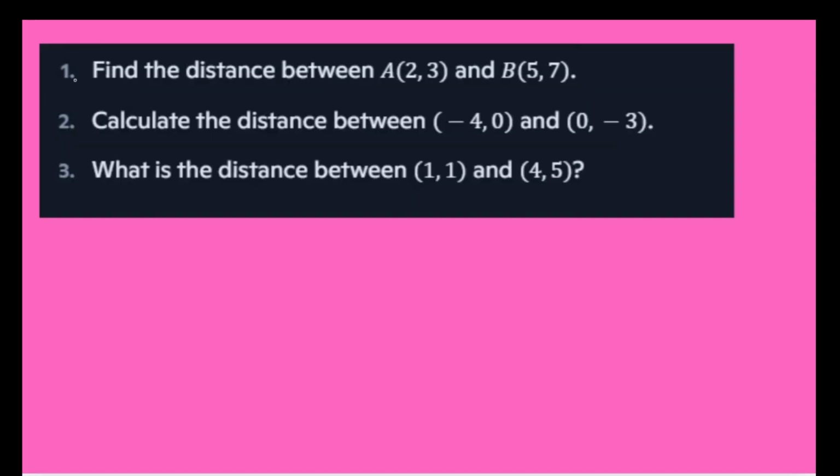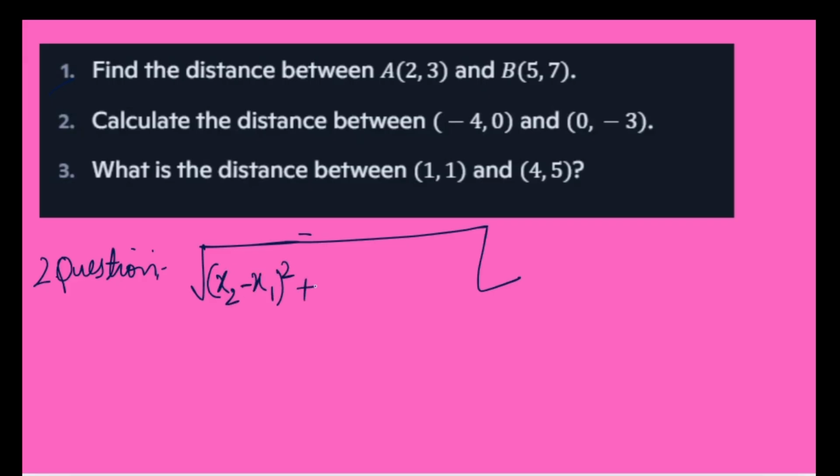Same like this, you have to solve these three questions. Find the distance between A (2, 3) and B (5, 7). Calculate the difference between these, and what is the distance between these. The first question is easy, and the third is also easy. We are going to solve the second question because it has a negative sign in the coordinates.